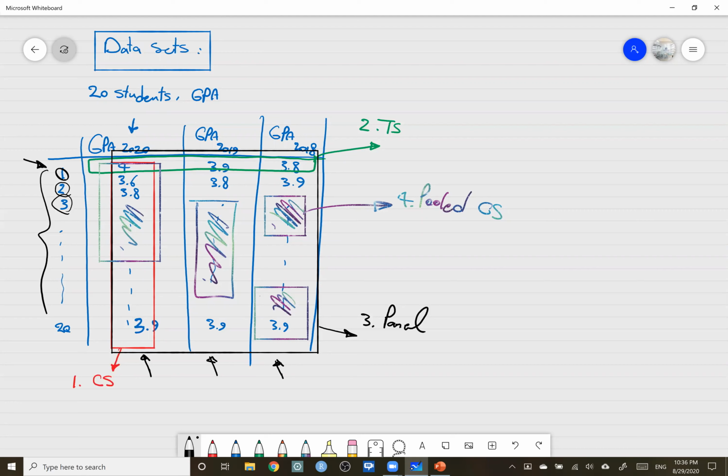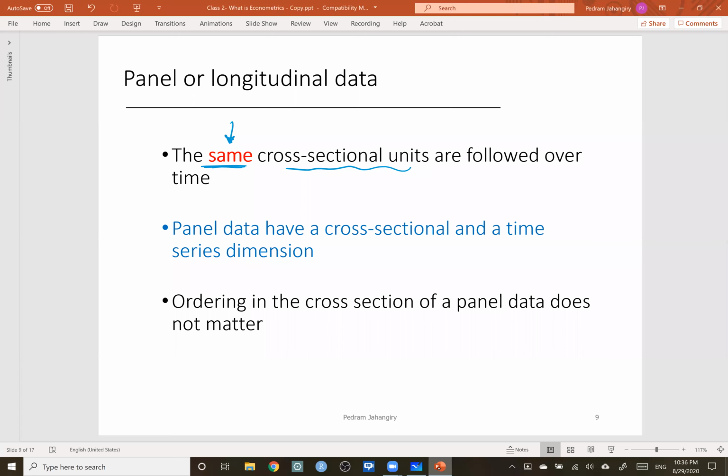So this is panel. If this is not the same, so for instance, the first one is this cross-section, the second one is this cross-section, the third one is this one, the fourth one is this one. If you're not talking about the same cross-sectional units, it's going to be pooled cross-section. But if you're talking about the same cross-sectional units, it's going to be panel. All right. Panel data have a cross-sectional and time series dimension, so it's obvious because we go both over multiple people and over multiple time.